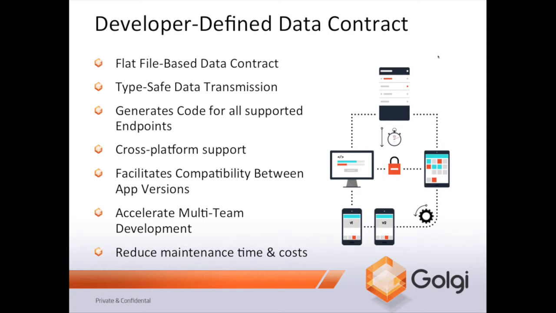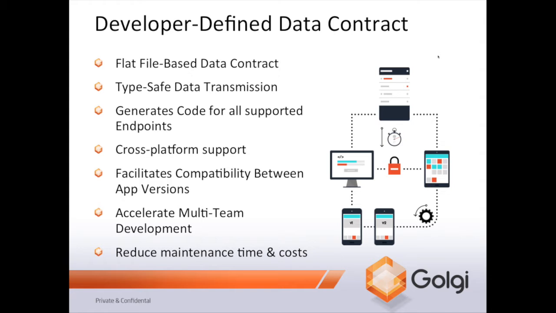The developer-defined data contract is at the heart of the power of Golgi. This is a flat file based data contract. What we mean by that is it's a place where the types of data you want to exchange are defined and the actual interactions are defined. And out of this, we generate all the source code for the mobile applications, both iOS and Android, and the server-side applications, be that J2SE in Java or Node.js in JavaScript.